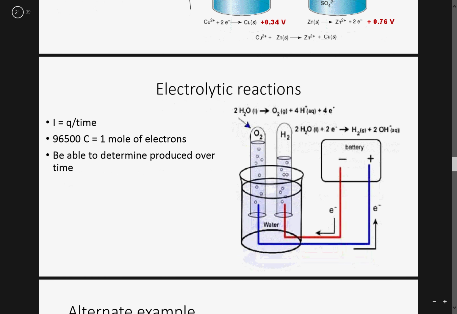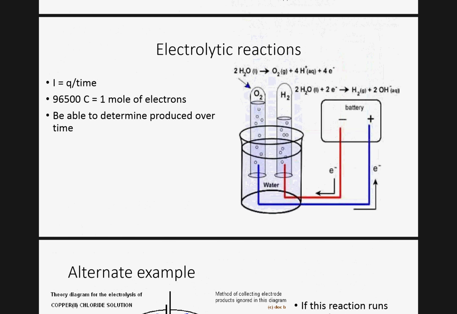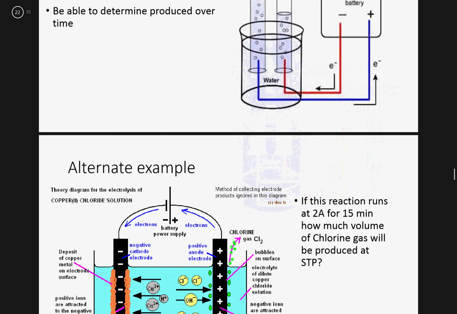Electrolytic reactions, of course, reverse the process, using electricity to produce chemistry. The most common question would be to figure out how much gas is being produced with a certain amperage over time. There's a little example here coming up of that.